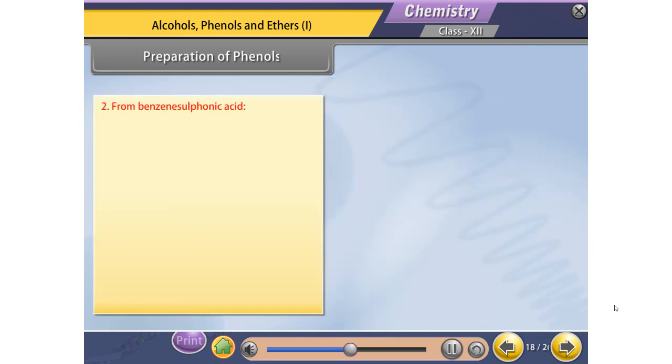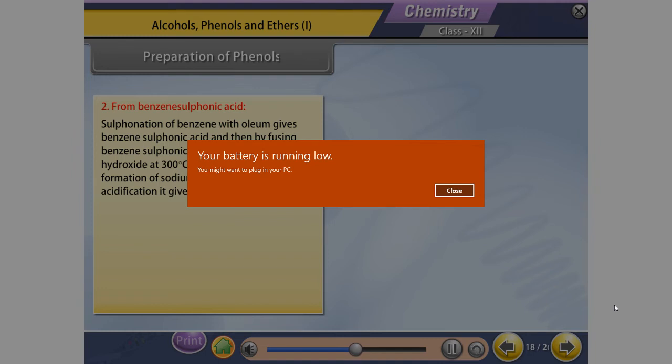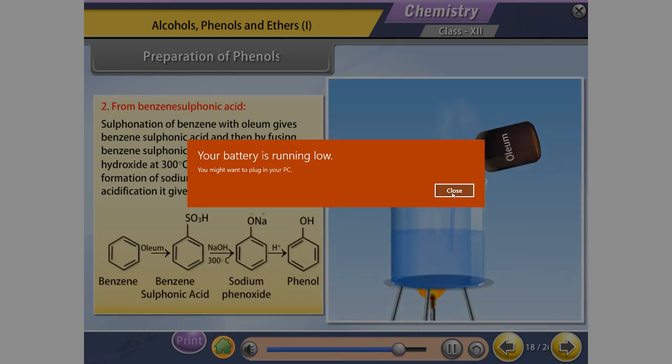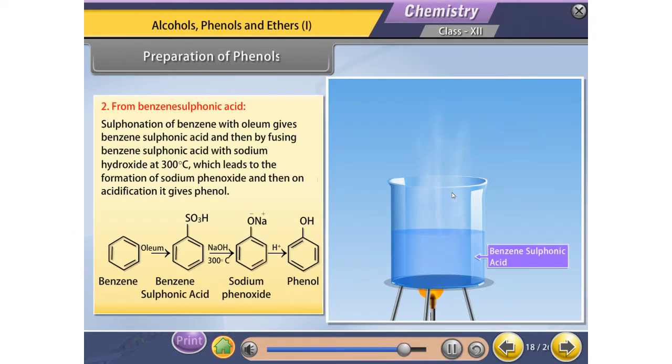From benzene sulfonic acid. Sulfonation of benzene with oleum gives benzene sulfonic acid. Fusing benzene sulfonic acid with sodium hydroxide at 300 degrees Celsius leads to the formation of sodium phenoxide, and then on acidification it gives phenol.